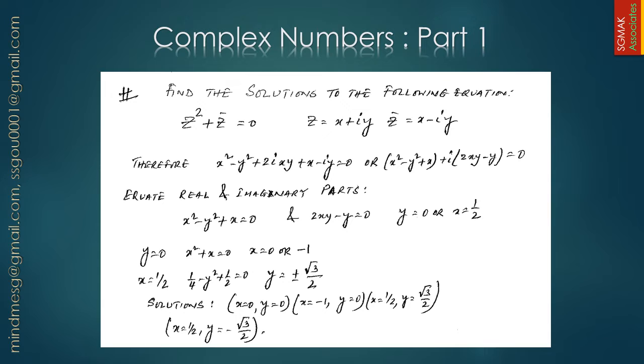Now, the imaginary part gives you two values of y, 0 or 1/2. And then for y equal to 0, you get a value of x as 0 or minus 1. So that's one pair of solutions, two solutions there, right? And then for x equal to half, you get y as plus or minus square root of 3 over 2. So the solutions are (0, 0), (-1, 0), (1/2, square root of 3 over 2), and (1/2, minus square root of 3 over 2). So there are 4 solutions. Let's look at the next.